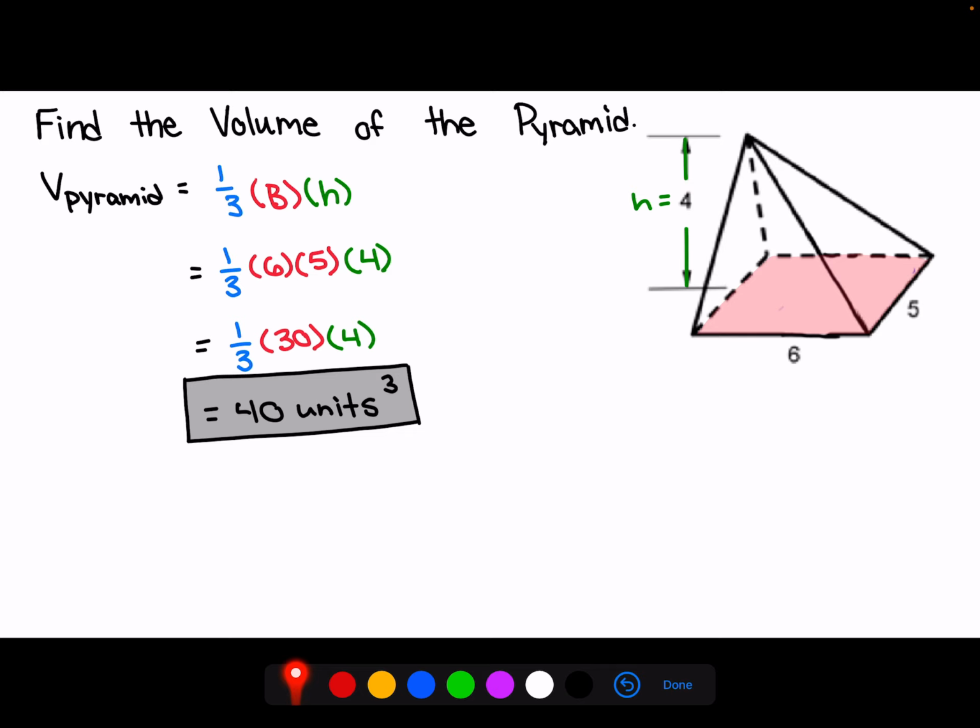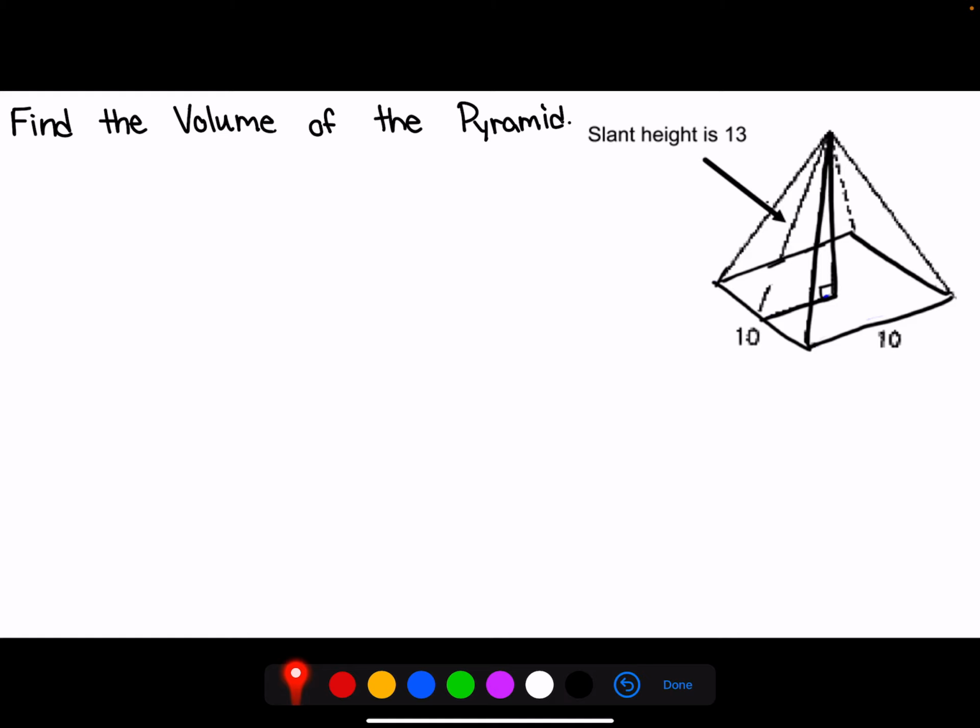All right, let's try out another one. Here we have another pyramid, and we want to find the volume of this pyramid. Now, looking at our base, what type of pyramid is this? Well, since 2 consecutive sides are congruent, this is a square pyramid. And along with that, they give us the slant height here along the face of our triangle. So they tell me that the slant height is 13.